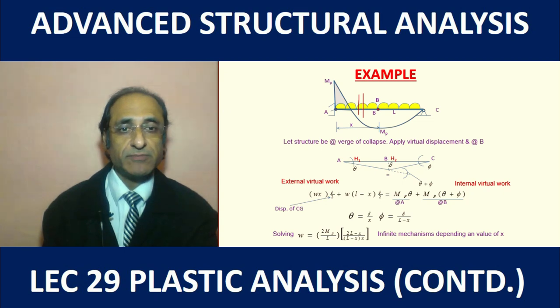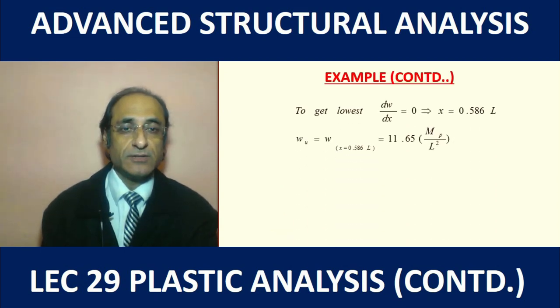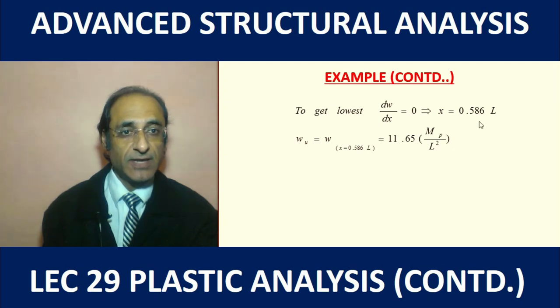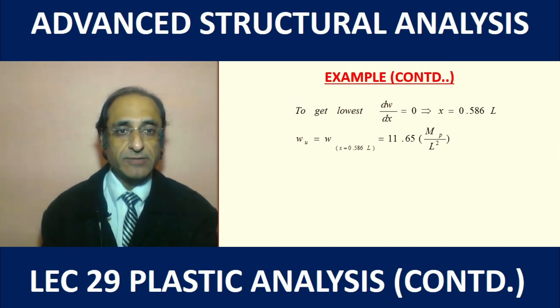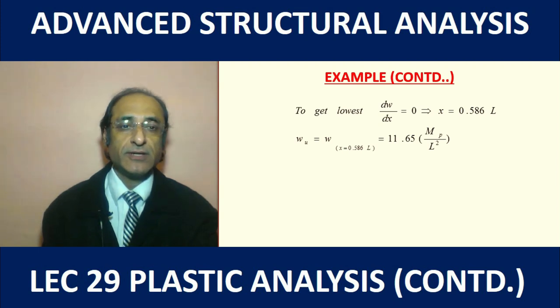So which mechanism is the actual mechanism? So we find the lowest of these. So what we do, we take the first derivative with respect to x equal to 0, and this gives us the value of x equal to 0.586 L, and the corresponding ultimate load comes out to be 11.65 MP by L square. So this is the UDL, that's why we have MP by L square. In the previous examples we had MP by L because it was a concentrated load.